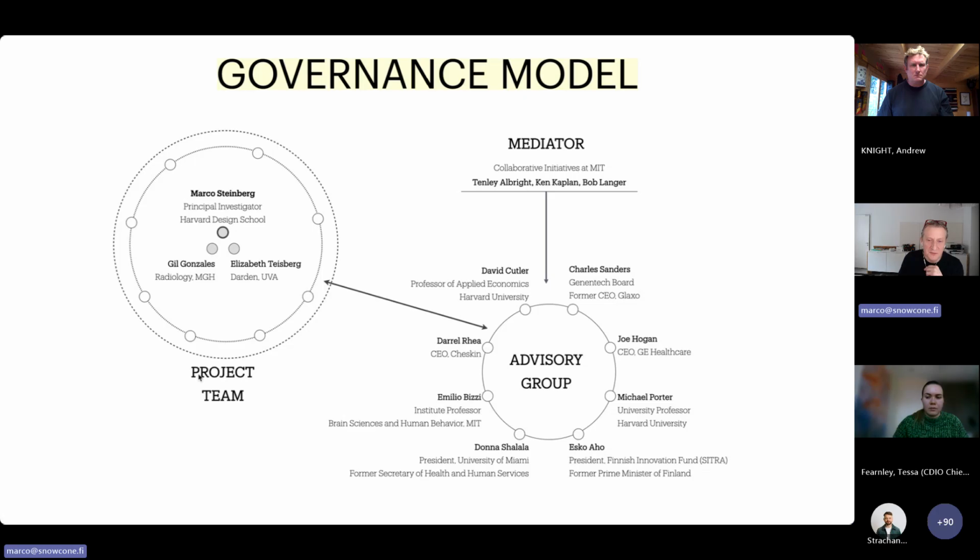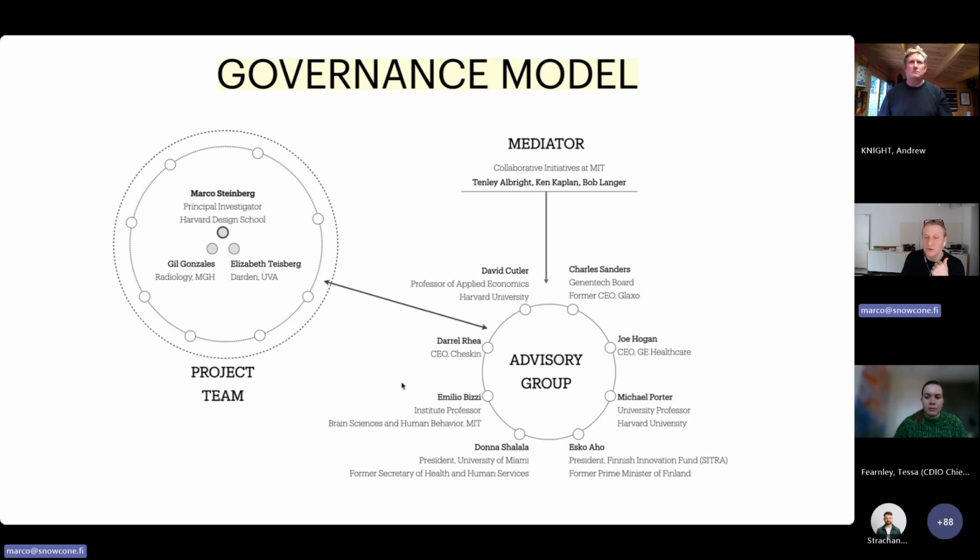The design of the governance model was to say that I'm leading a multidisciplinary team. It's not a building, so I don't have a structural engineer, I don't have an electrical engineer, et cetera. It's a medical problem, so I have a medical expert, I have a business expert, and so on.